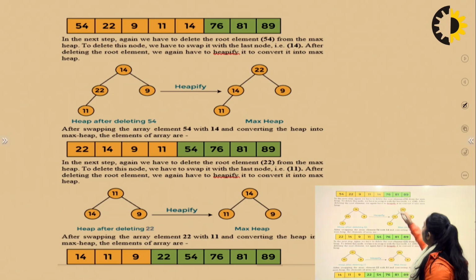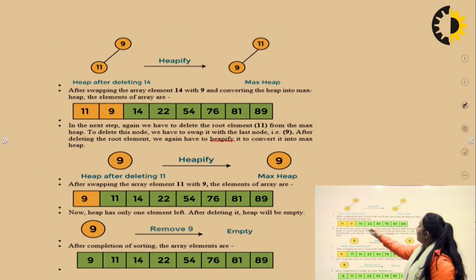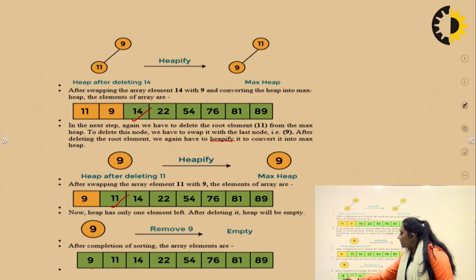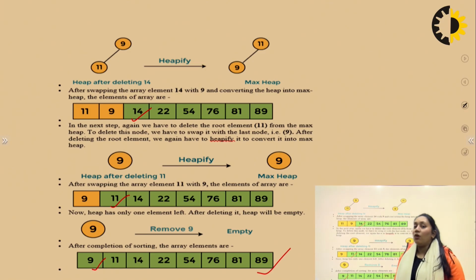this process again goes on. First, 76 was discarded, then 54 is discarded, 22 is also discarded. Then next, 14 is discarded after heapifying this. The next is 7 and the last is 7. So on the basis of the recursive algorithm, you will get the heap sorted elements, right?